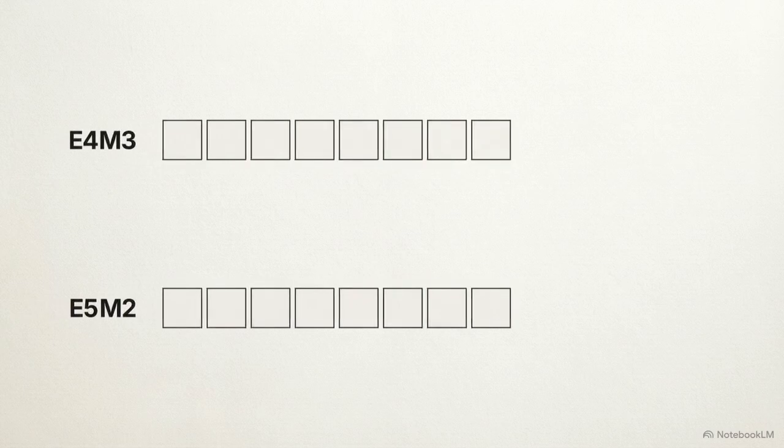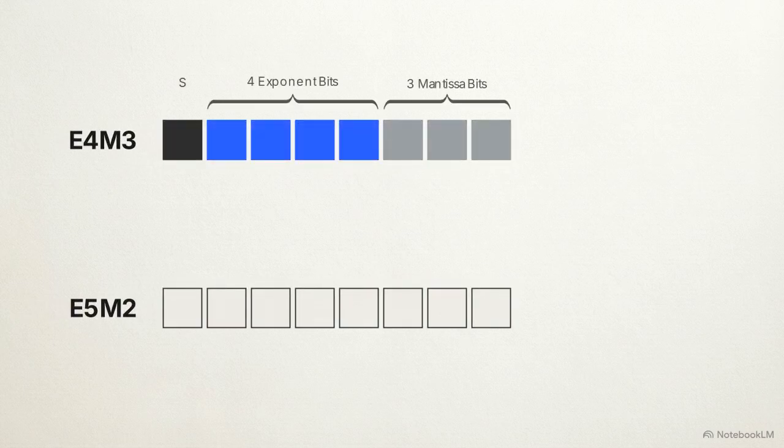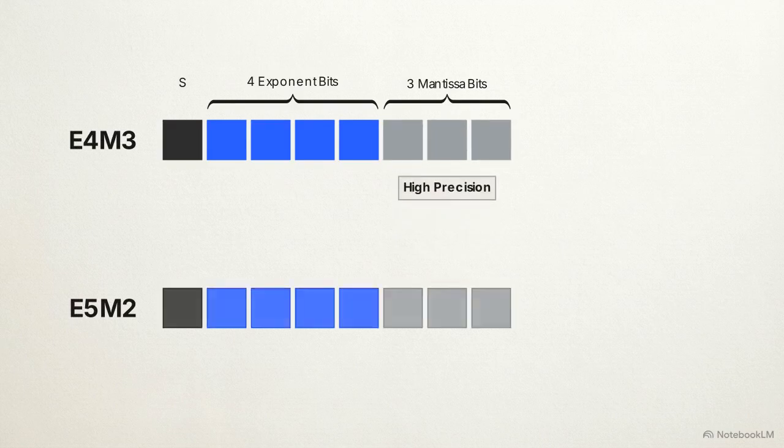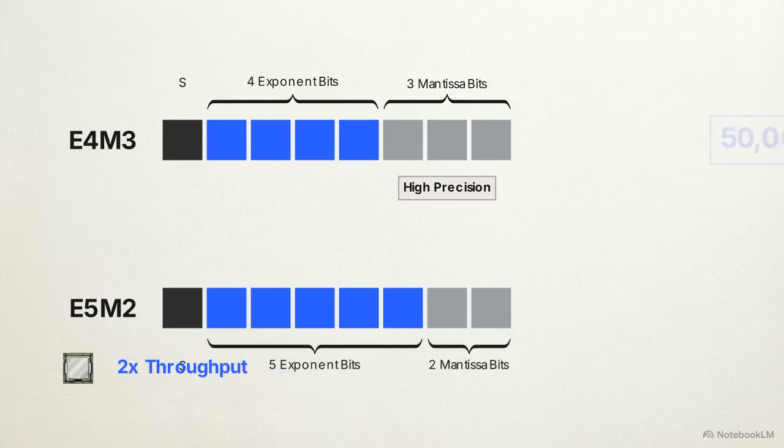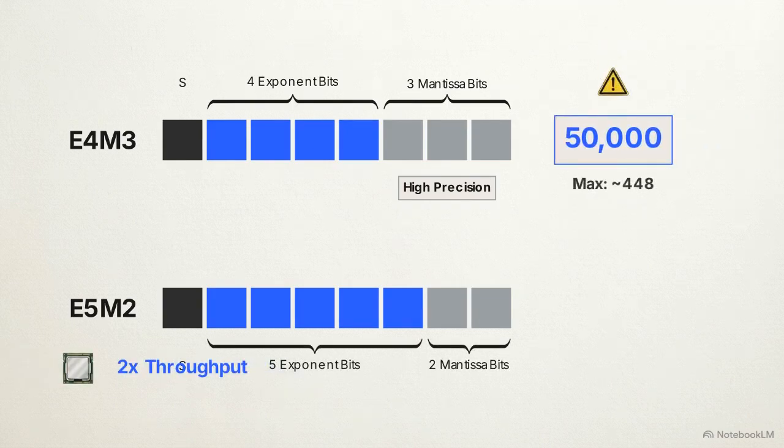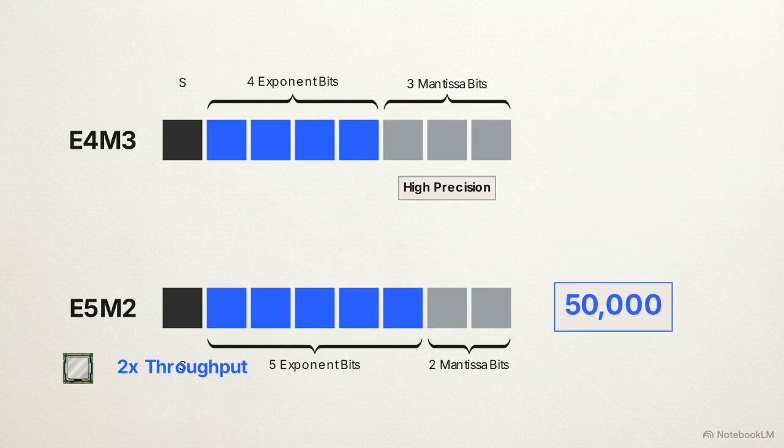This bit-level diagram compares two dominant 8-bit formats. E4M3 allocates 3 mantissa bits, preserving fine nuances of weights and activations. E5M2 drops a mantissa bit for 5 exponent bits. Gradient calculations and outliers strictly require this wider range to prevent overflowing hardware limits.